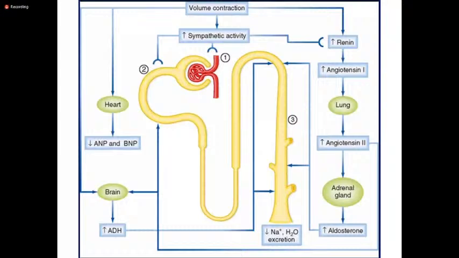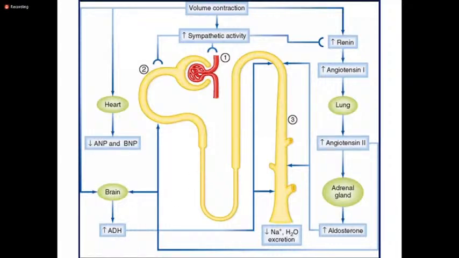So in any event, when you have a volume contraction from whatever reason, there is activation of the sympathetic system. As you can see there, there's also activation of your renin-angiotensin system. So you have renin, angiotensin 1, angiotensin 2, and finally aldosterone. And you also have, on the other hand, inhibition of atrial natriuretic peptide and brain natriuretic peptide. And also you have an increase in the release of ADH from the brain. We'll see how all these hormones come into play.